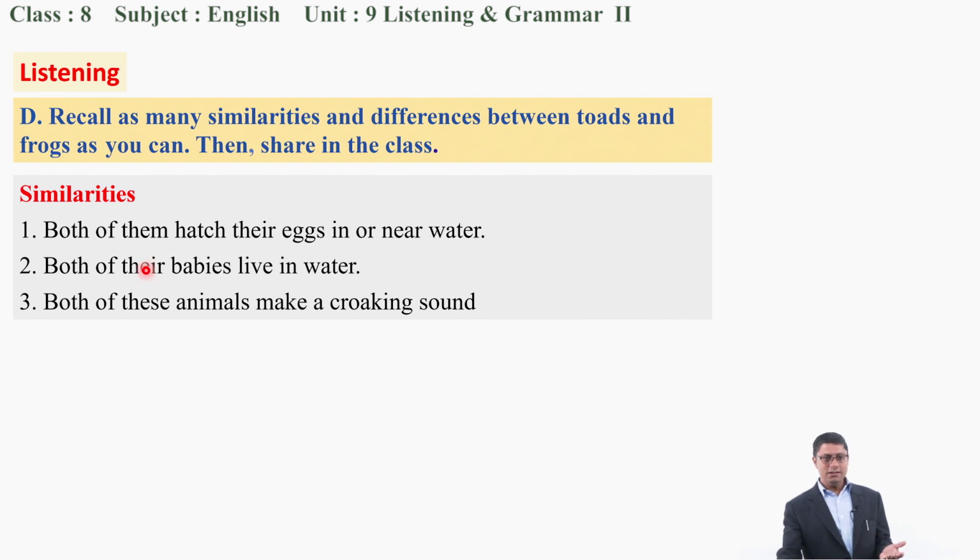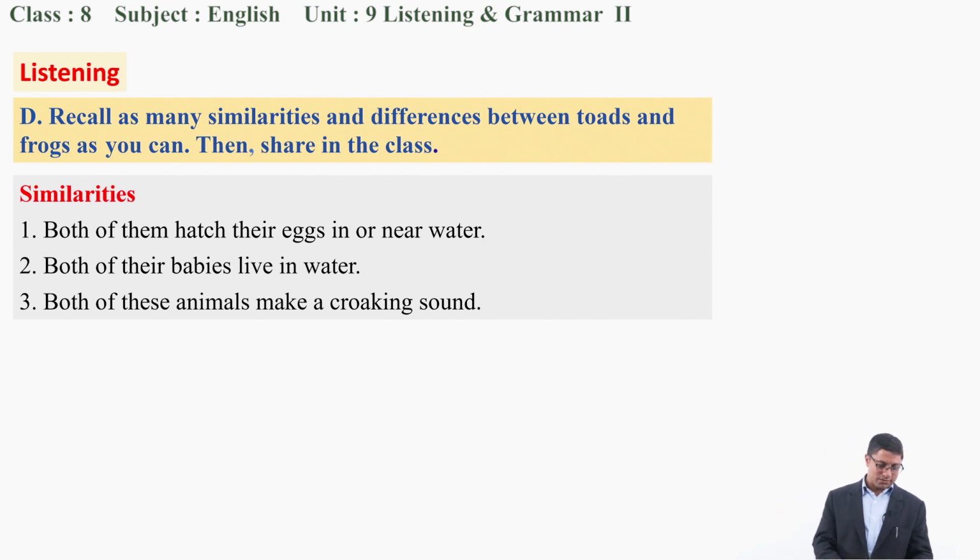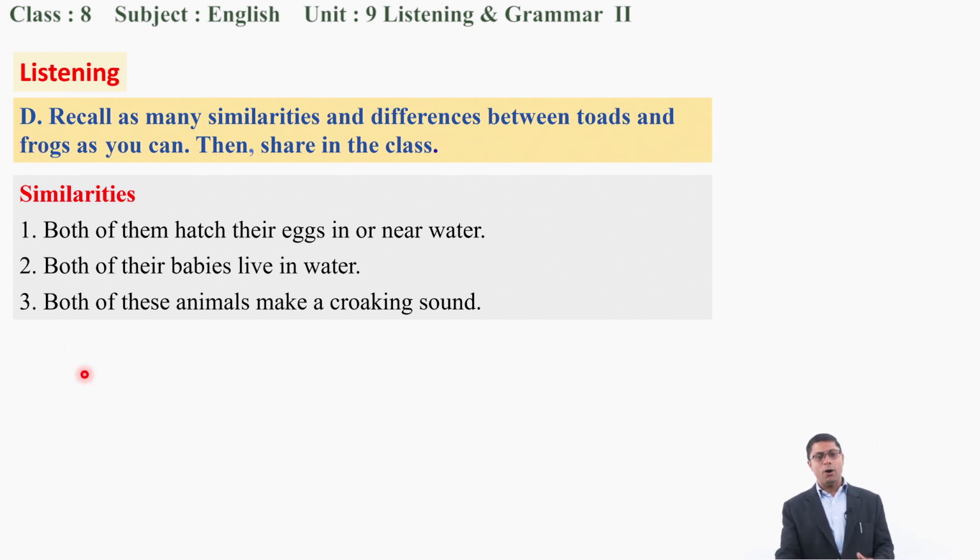What were the similarities between the toads and the frogs? Both of them have their eggs near water. Both of their babies live in water. Both of these animals make a croaking sound. That was the similarities between frogs and toads. Now, let's discuss the differences between the frogs and the toads that we heard in the audio. What were they? Can you recall?